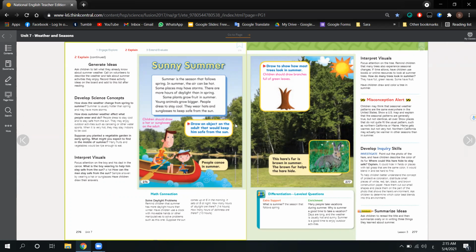Okay, and you can tell me that people can swim. So what is summer? It is the season that follows spring. So which one comes first, spring or summer? Spring comes first, then summer will come after spring. We are in spring right now, and after a couple of months, or I think the next month, it's going to be summer, I'm not sure. Anyway, you have to know that the season that follows spring is summer.